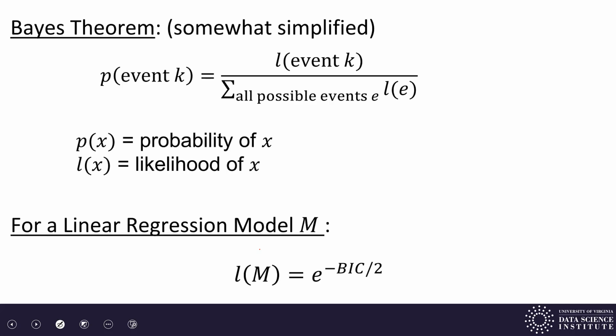Combine this with the formula for likelihood for a linear regression model. The likelihood for a linear regression model in a Bayesian derivation is e raised to the negative BIC over 2. So what does that mean? That means, if we want to do Bayesian model averaging, right?